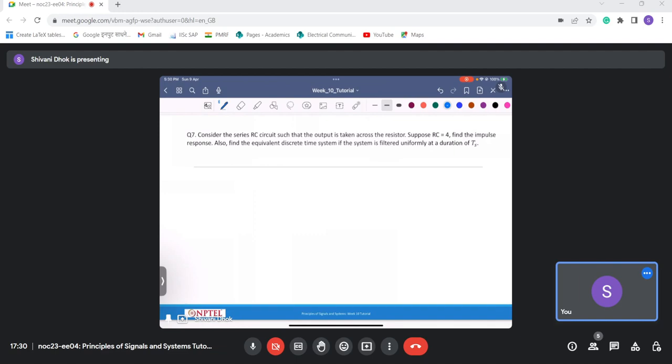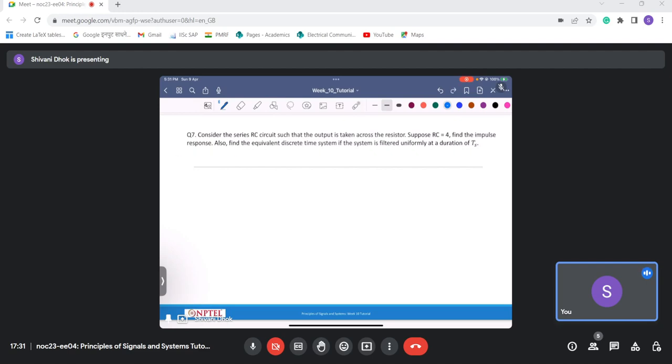So this next question says that you need to consider a series RC circuit, and now the output is taken across the resistor. The example that was covered in the class was for output across the capacitor, which reduces to basically your low pass filter. But now if we consider a series RC circuit with output across your resistor, let's look at what happens here.